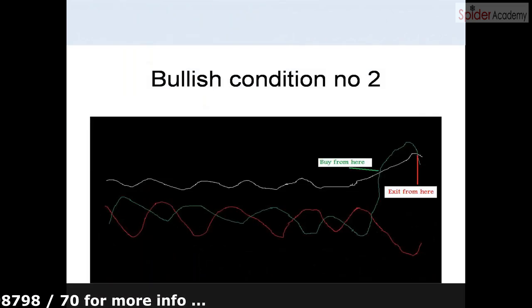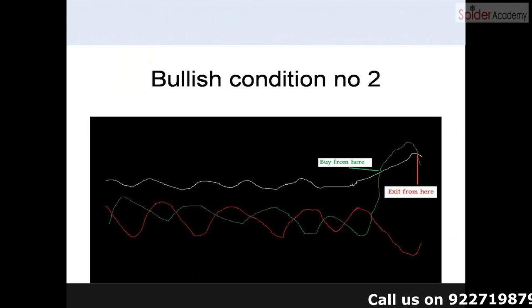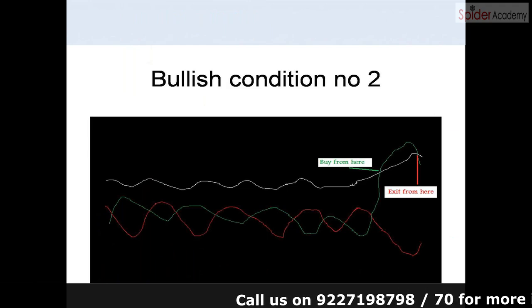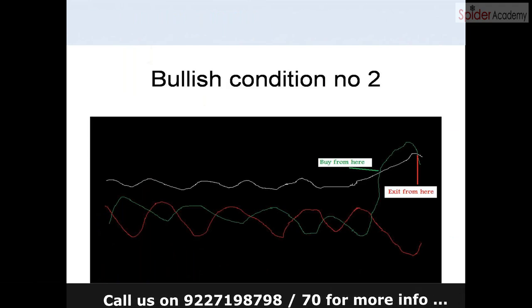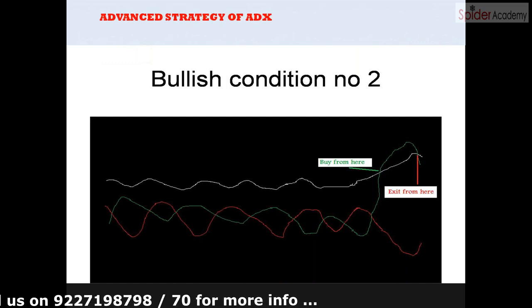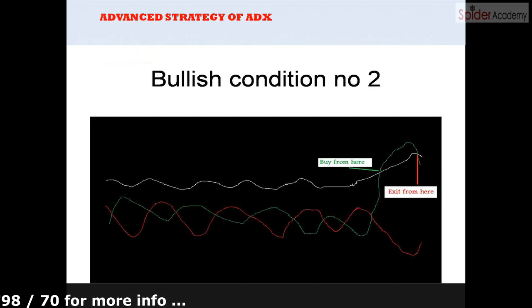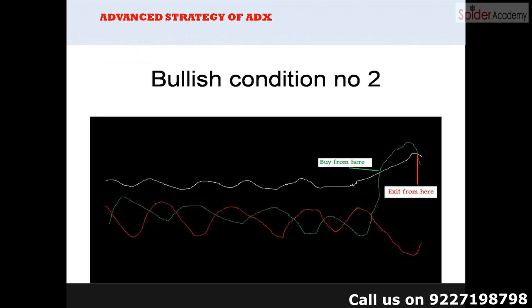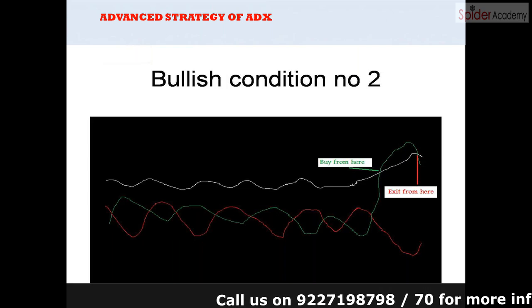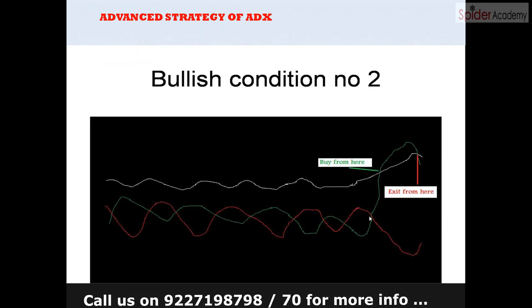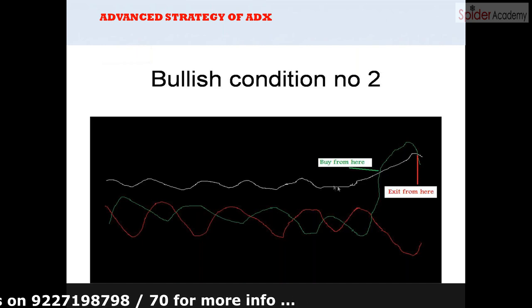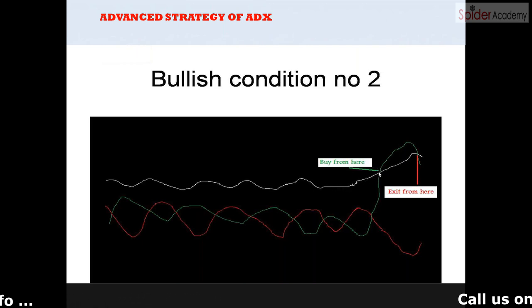Okay. Now we'll come to bullish condition 2. Bullish condition 1 में क्या था? Green red के ऊपर होना चाहिए और ADX line दोनों के नीचे होना चाहिए. Now in bullish condition 2, ADX line should be above green and red. Again the same condition, green should be above red, but the ADX line should be above both, and from there when it cuts the green line we buy here, and again when it cuts the green line we sell.